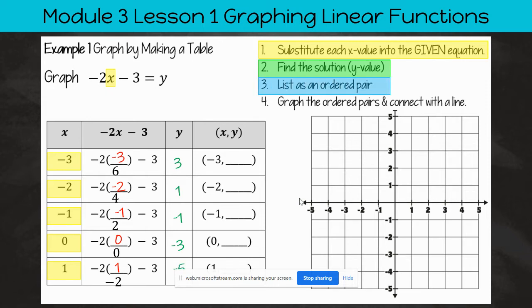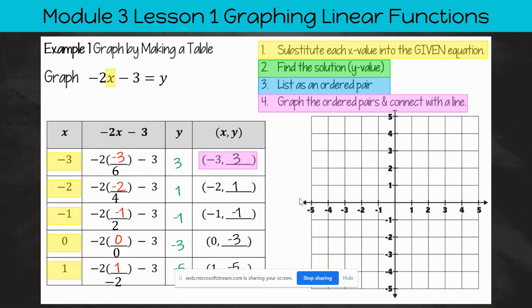Then we're going to list the x and y value as an ordered pair. So any of my y values that are in green are now going to be listed as an ordered pair. So negative 3, 3; negative 2, 1; negative 1, negative 1; 0, negative 3; and 1, negative 5. Finally, our last step is to graph the ordered pairs and connect it with a line. So just having ordered pairs does not make it a linear function. We have to connect it and do that final piece by making a line.